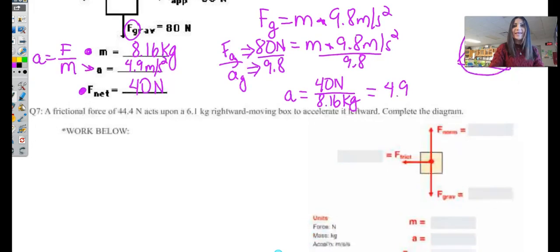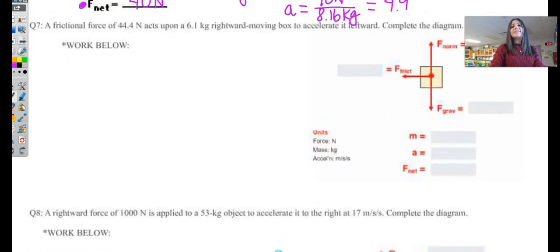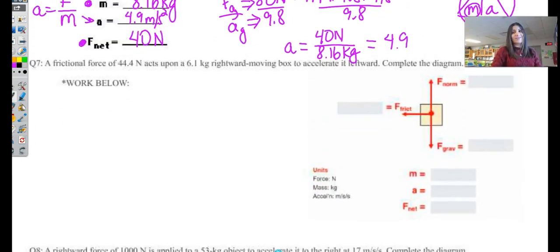Go ahead and pause. Take about 4 minutes. See how long it takes you. Hopefully it doesn't take you that long. These should be done in under 2 minutes if you know what you're doing.